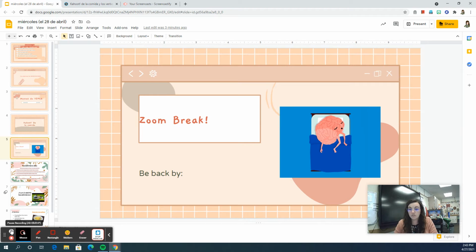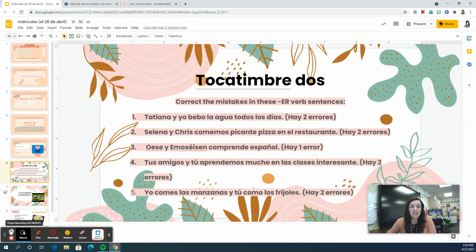It's time for a Zoom break. Would be the time in class where I would let you guys go get a drink of water, pet your dog, take a lap around your house, just get off of the computer for about 10 minutes.